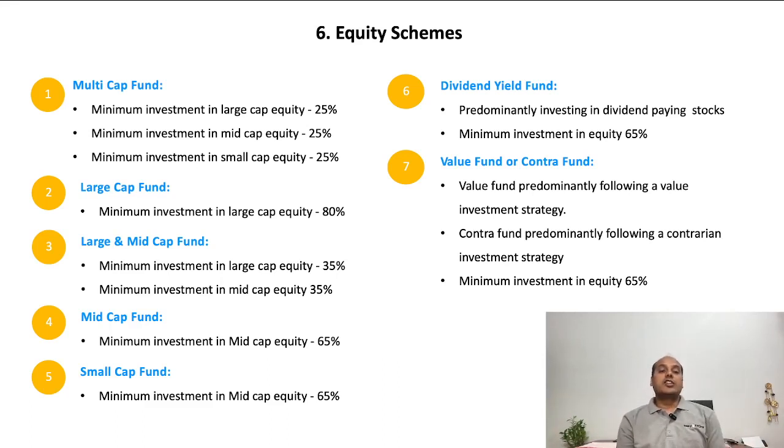Next up, large and mid cap. This is a combination of large cap and mid cap, where the minimum investment in large cap and mid cap should be 35% each. Then you can increase one of them, up to 65% as well, because the minimum criterion specified by SEBI is that you have to invest 35% into large cap and 35% into mid cap.